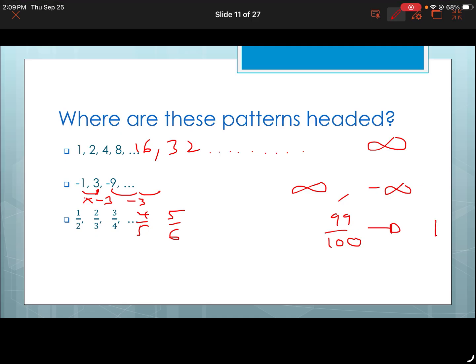Half is obviously halfway to 1, 2/3 is getting closer, 3/4 is getting closer, and so on, until we get to 99 out of 100, then maybe 999 out of 1,000. It's getting so close that we say it's heading towards 1. And that brings us on to limits.